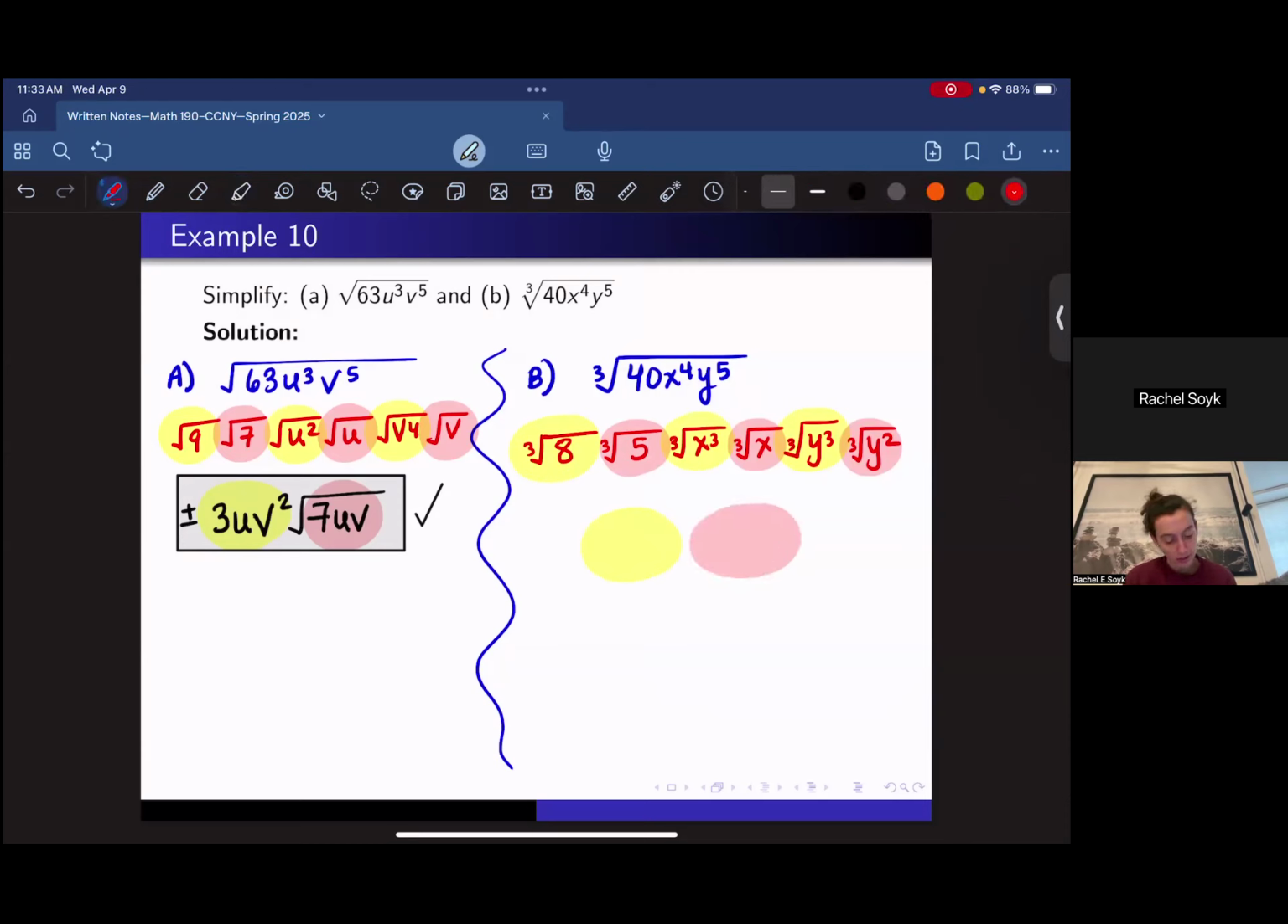And so what do we end up with? The cube root of 8 is 2. Cube root of x to the 3rd is x. Cube root of y to the 3rd is y. And then in our light pink, we have the cube root of 5x y squared. And we're done. Because it's an odd index, one solution.